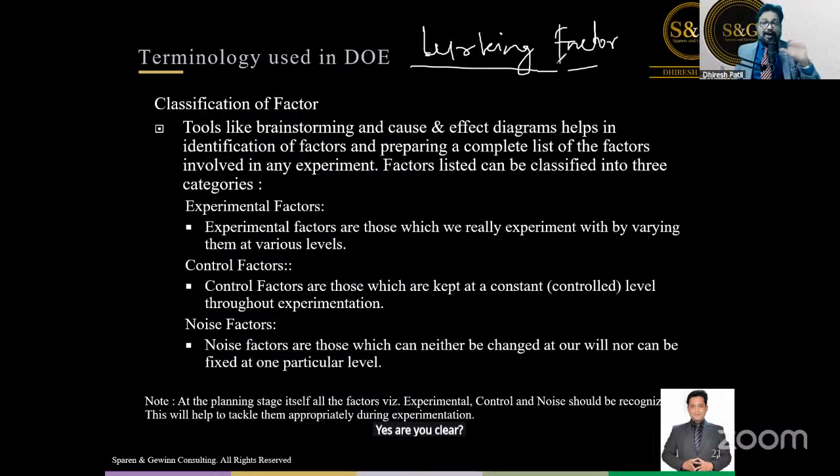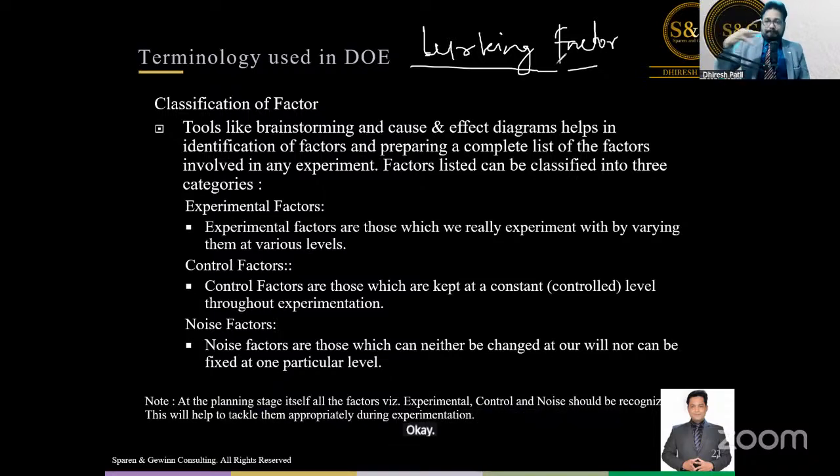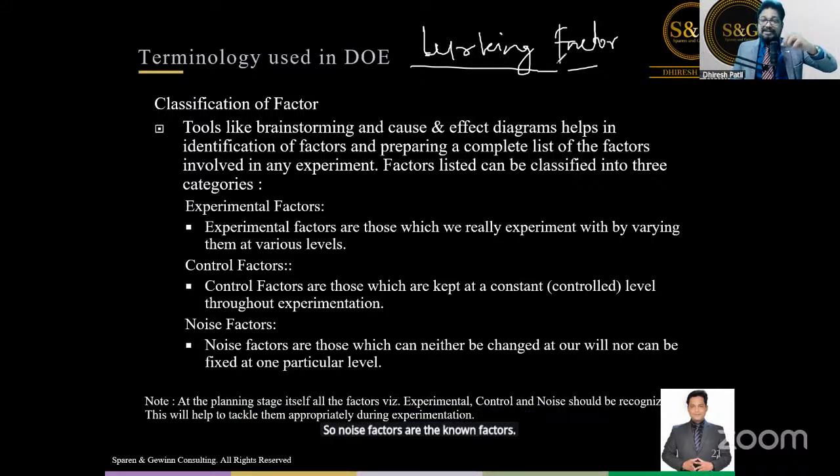Lurking factors are unknown. We don't know the factors. They're hidden. But the noise factors we know, but we cannot control. So atmospheric temperature will impact, we know, but we don't have any control. The air speed will impact, but I don't have any control on it. The wind speed, the humidity, I don't have any control. So noise factors are the known factors. Lurking factors are even unknown factors.